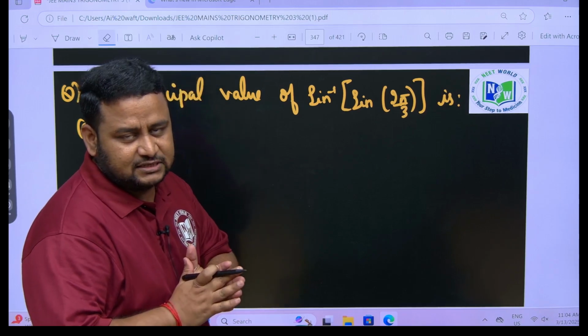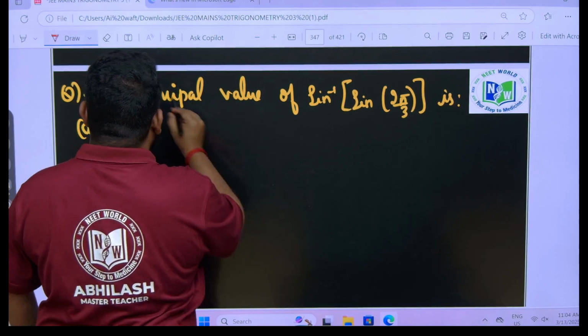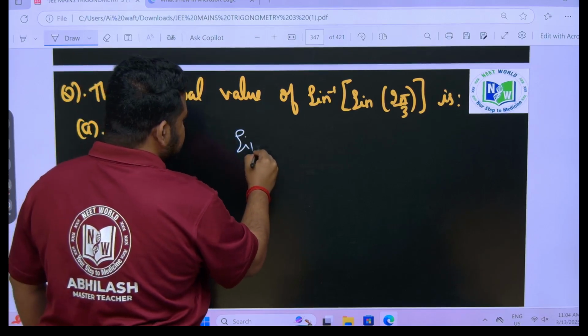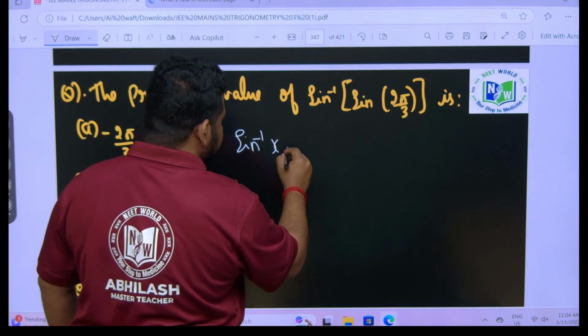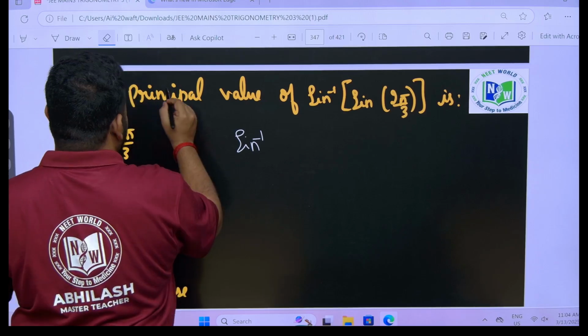But what did we learn? For sine inverse of x, what is the range? Let me write it as theta. Let it be x only.